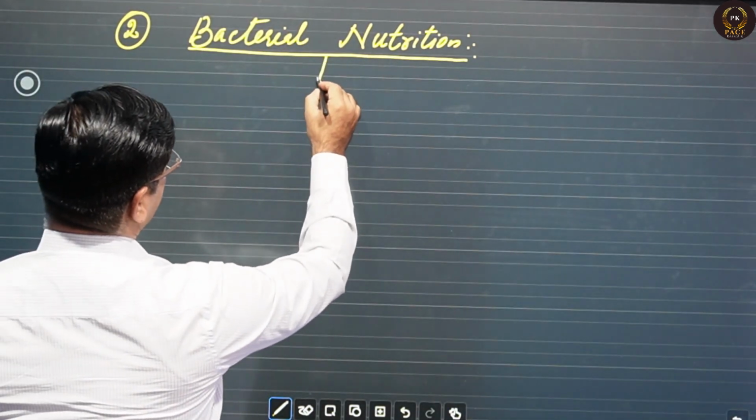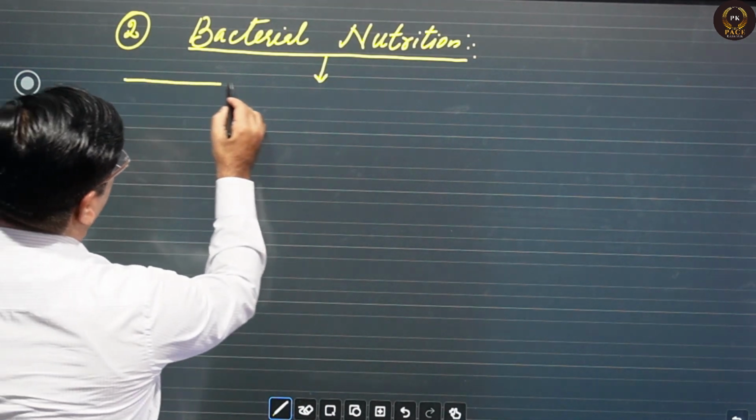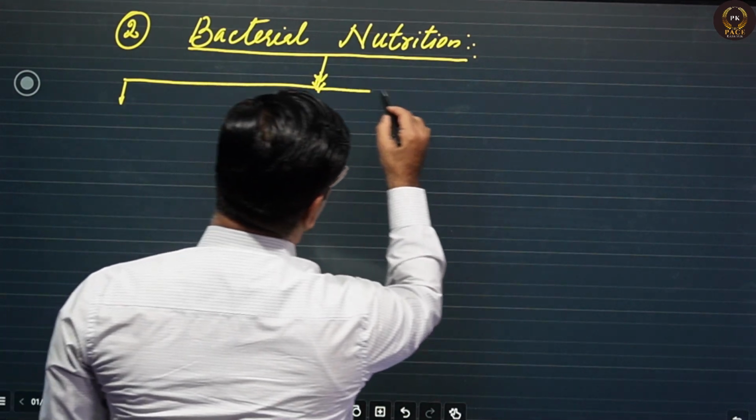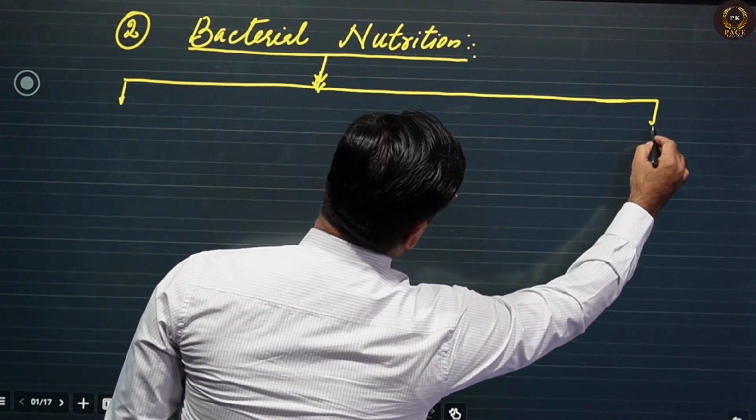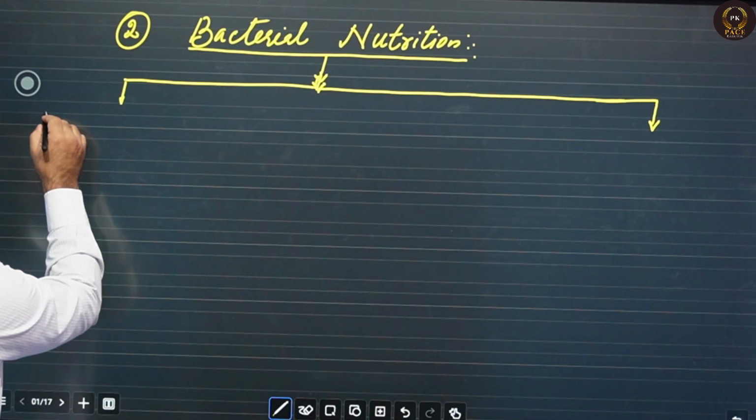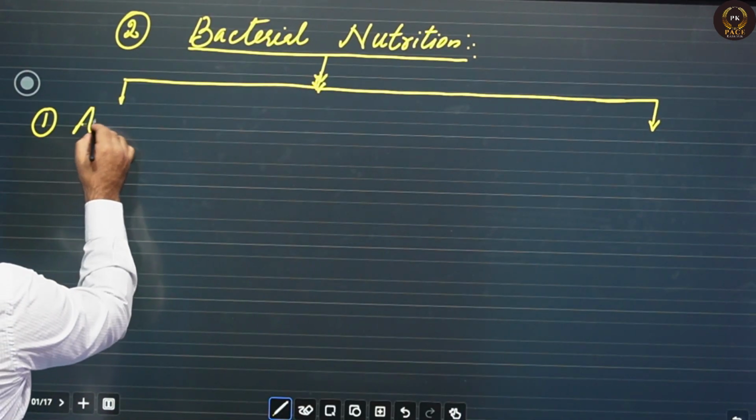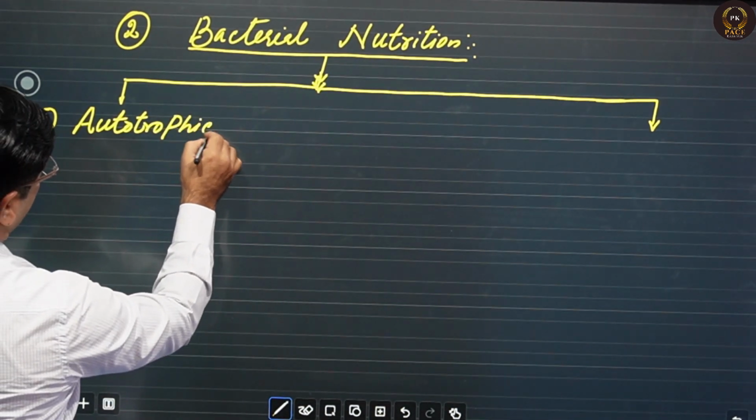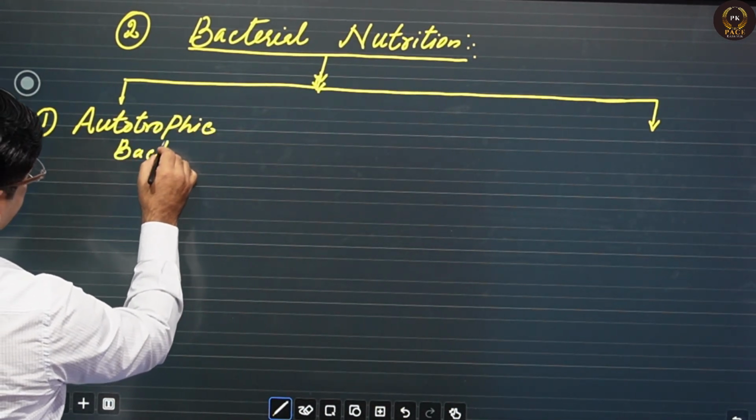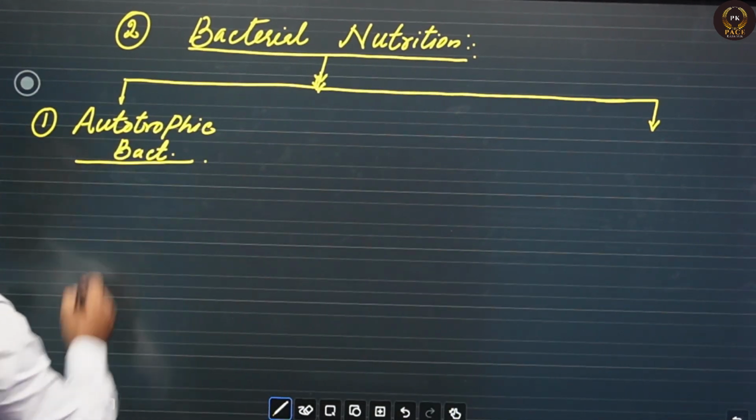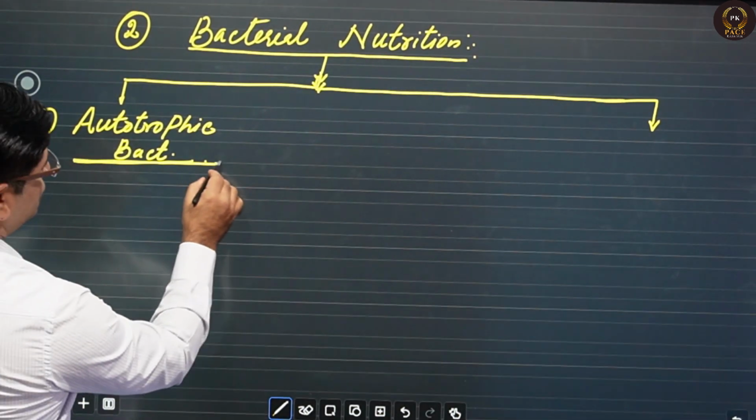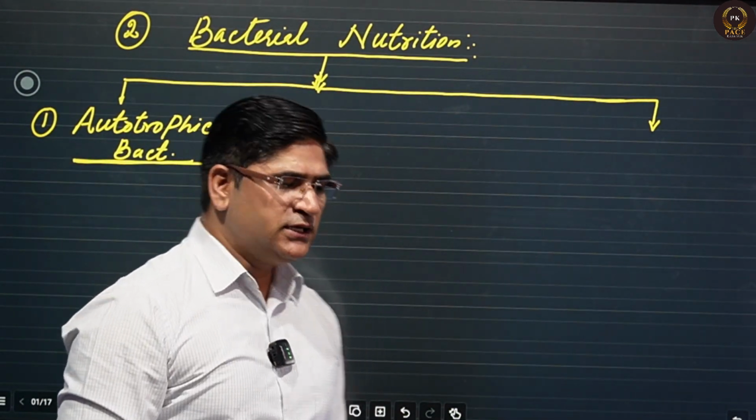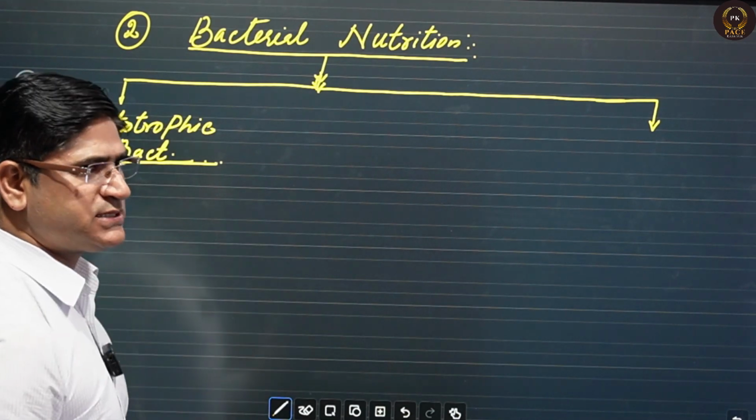See, based on nutrition, bacteria are broadly categorized into different categories. There are bacteria called autotrophic bacteria. Bacteria who obtain their own food, who prepare their own food, are known as autotrophic bacteria.